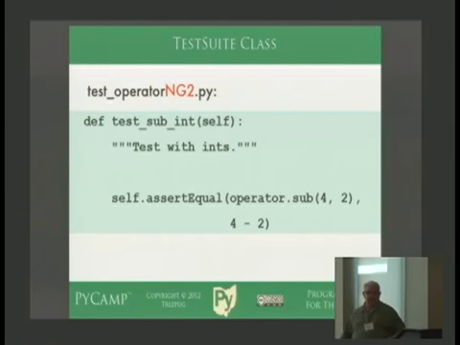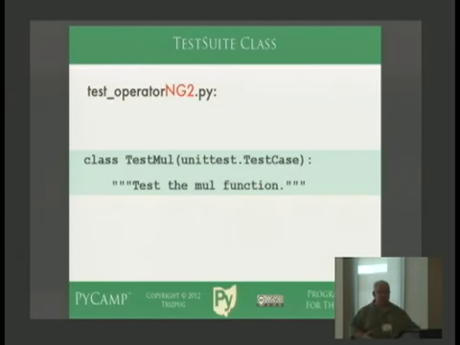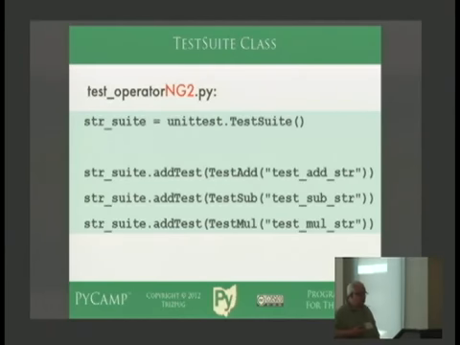The TestSub subclass is going to have a method to test if we can subtract 2 integers and if we can subtract a string from an integer, which should result in a TypeError exception. And a TestMul subclass of TestCase is going to test if we can multiply 2 integers and test if we can multiply an integer times a string, which we can actually do. That does not result in a TypeError. We should be able to multiply the integer 2 by the string whose value is '2' and get a string whose value is '22'. Huh.